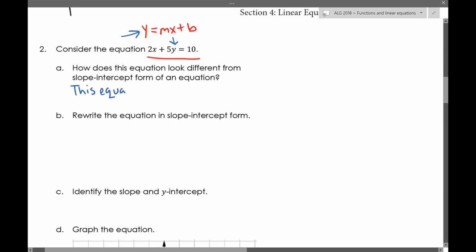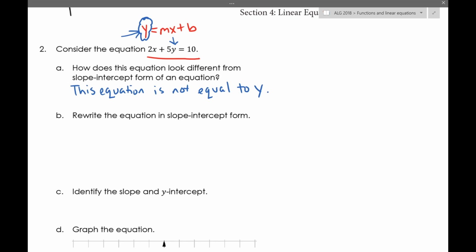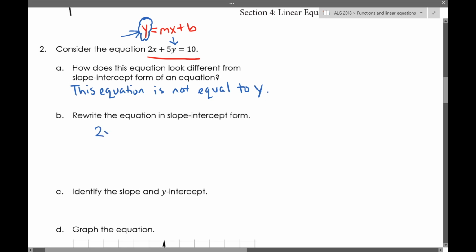So the difference is that this equation is not equal to y. This equation is currently equal to 10. Okay, it's not equal to y. Alright? So then it says to rewrite the equation into slope-intercept form. So I need to get this equation, 2x plus 5y equal to 10, and I need to make it equal to y. Put y by itself.